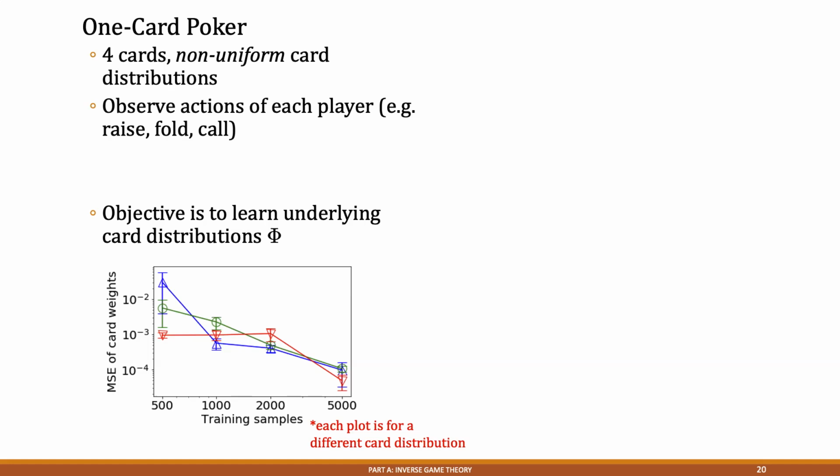And at the bottom, each plot over there is for a different card distribution. On the x-axis, I have the number of training samples, and the y-axis is how wrong we are in the card distribution. And you can see that even when there are very few training samples, we can learn this pretty accurately. And this is a small game, so that's kind of easier. We can also scale this up to much larger games.